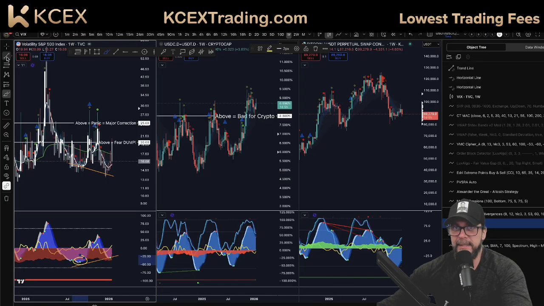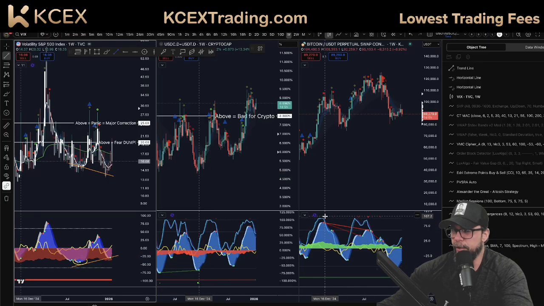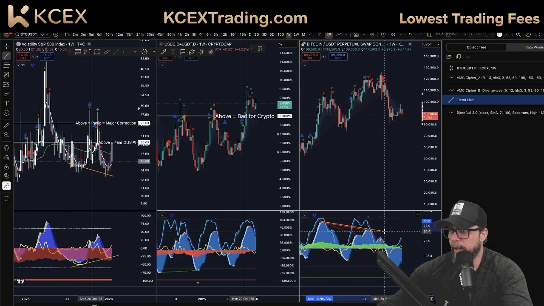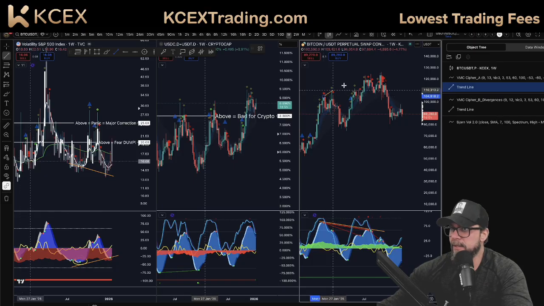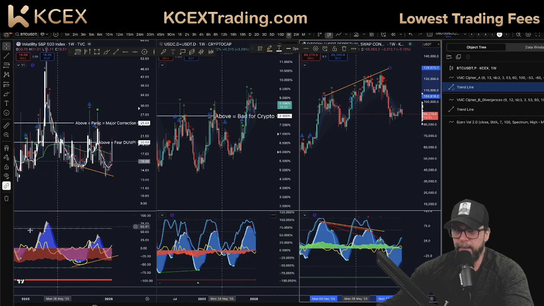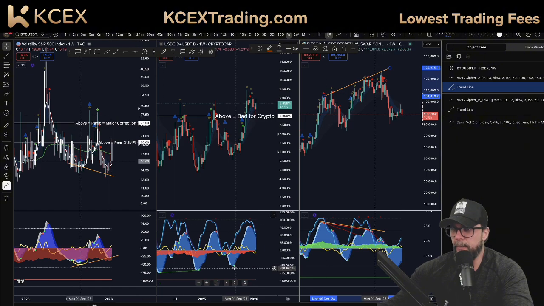At the same time, over here on Bitcoin, you were getting bearish divergence here. Bitcoin is creating those higher highs in price and lower highs in momentum, right? So you get the weekly green dot. VIX starts headed up. At the same time, you get the weekly green dot here on the USDT chart. And what happens? Sure enough, you get the weekly red dot right here for Bitcoin, which sends you down.